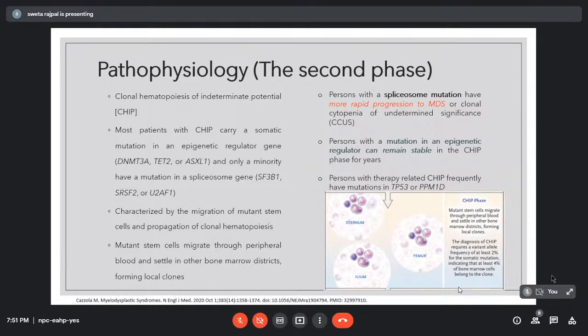What are the mutations happening in this stage? Mostly they involve epigenetic regulators like DNMT3A, TET2, or ASXL1. Very few will have spliceosome gene mutations. When anybody has spliceosome mutations at presentation, it is an indicator that they will progress to MDS, or the third stage, called the CCUS phase.